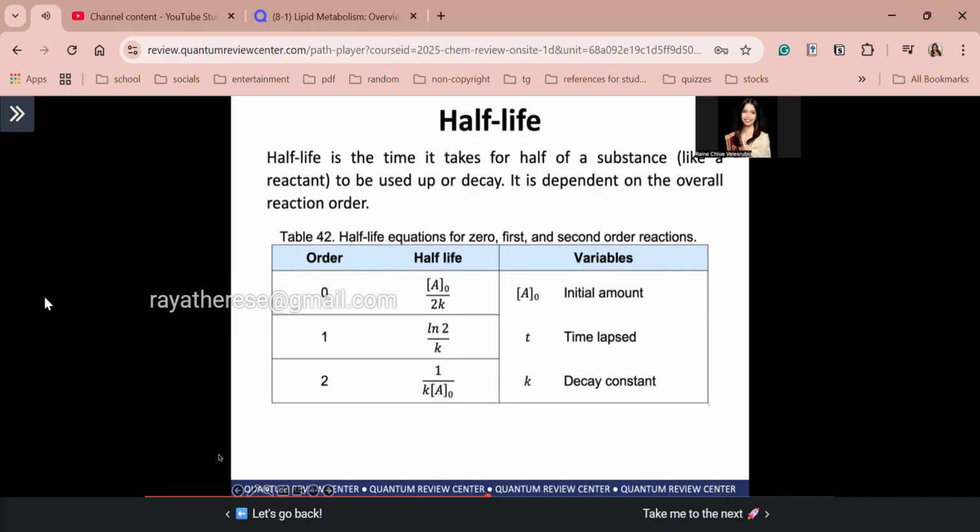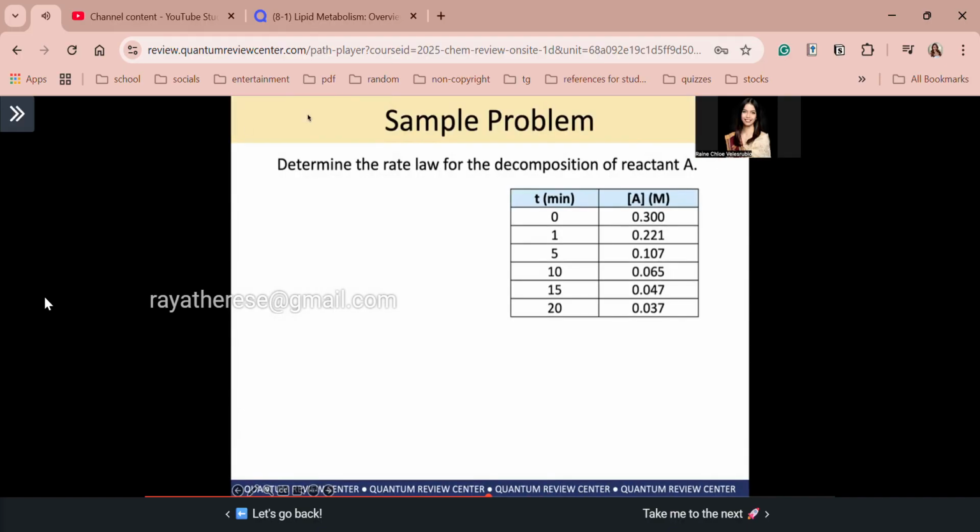Ayun. Now let's try to answer some sample problems. So first, determine the rate law for the decomposition of reactant A. So guys, how do we determine the rate law? So if you're given a certain data with x and y values, t and concentration A, okay, we just simply have to plot the given data using the integrated rate laws.